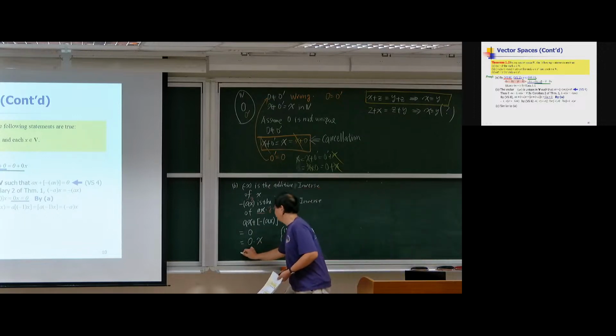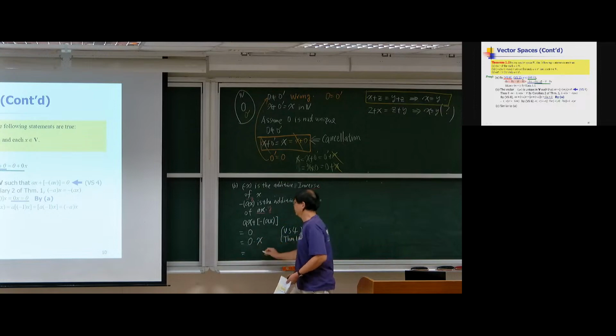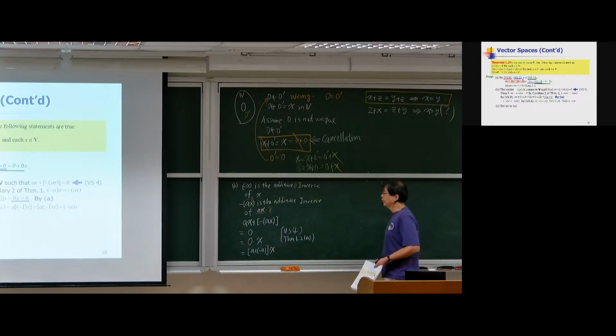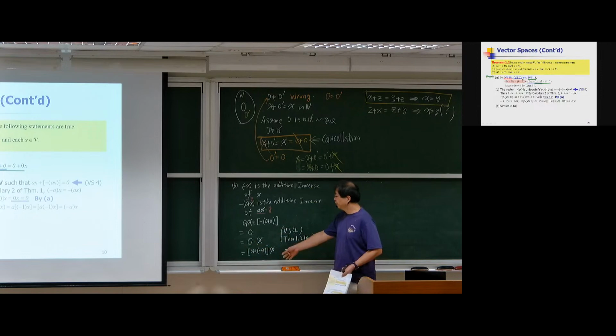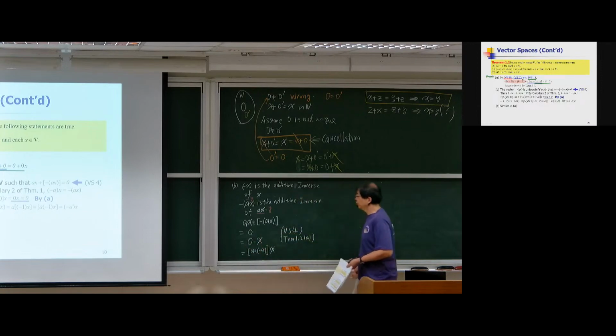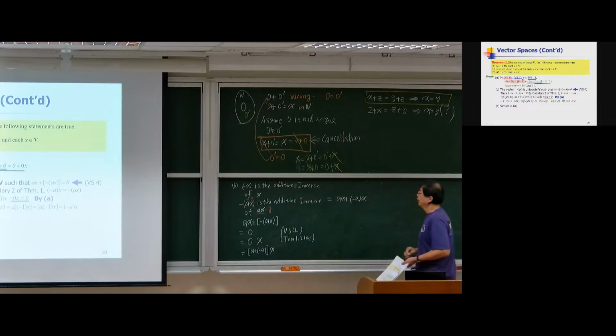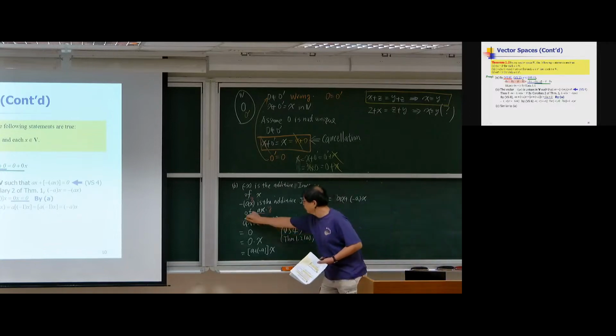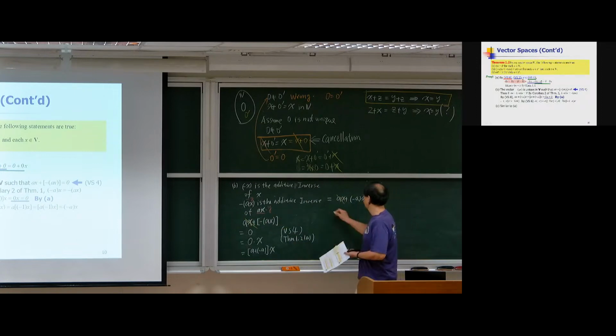And then a 0 times x, then we will have a plus minus a times x, because from the definition of field, a plus minus a equals 0. So then we can have ax plus minus ax. And then we can use the cancellation law here. Then we will have minus ax equals minus ax.